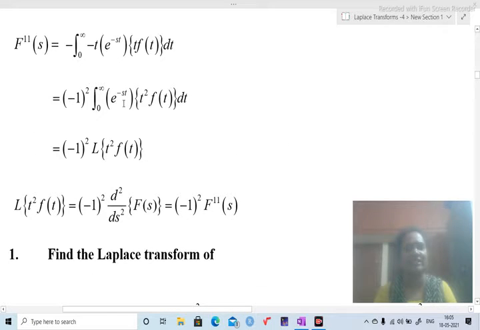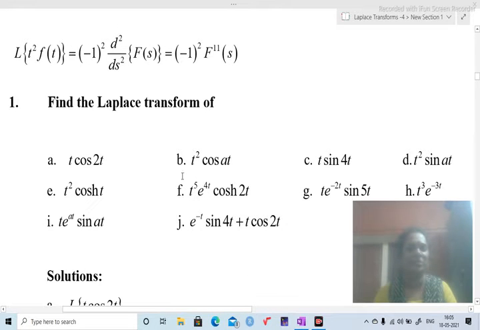Observe, this integration can be written as the Laplace transform of t square of f of t. So the Laplace transform of t square of f of t equals minus 1 whole square d square by ds square of f of s, equal to minus 1 whole square f double dash of s. By using the above theorems, now I am going to find the Laplace transforms of the given functions.